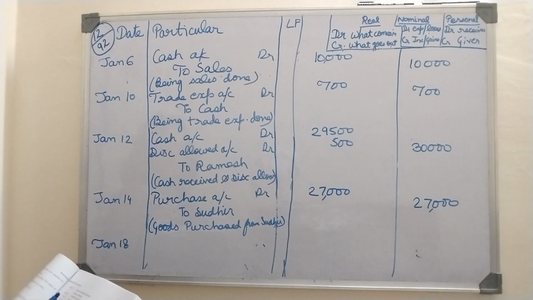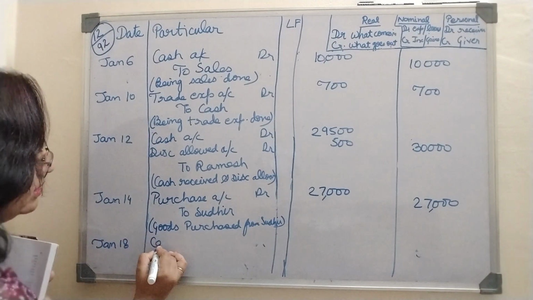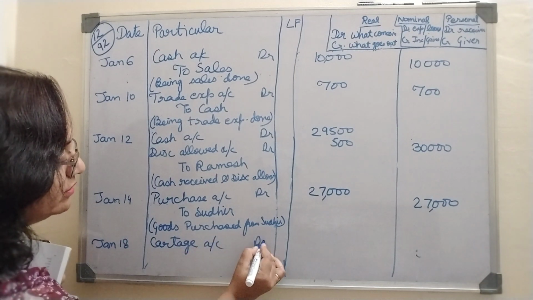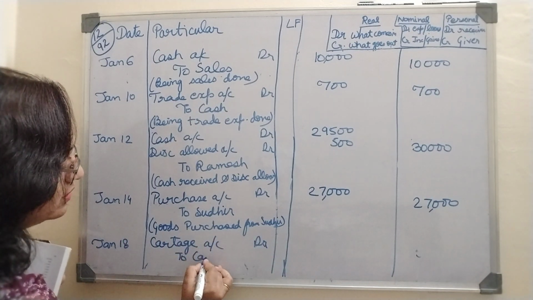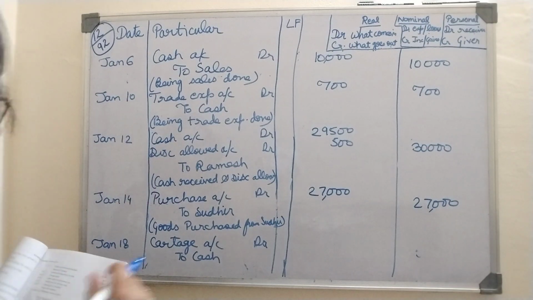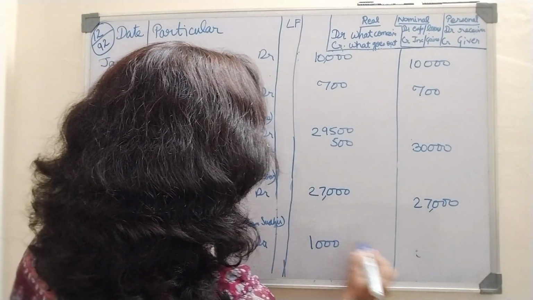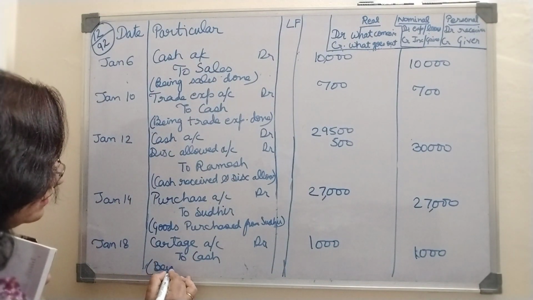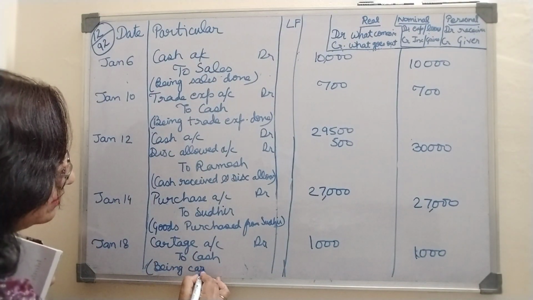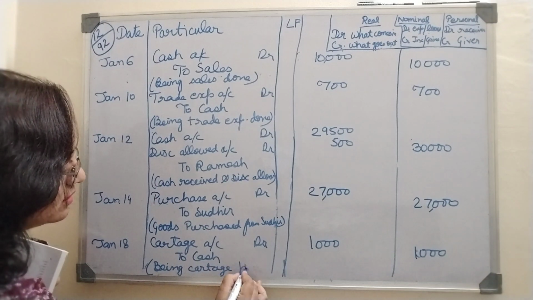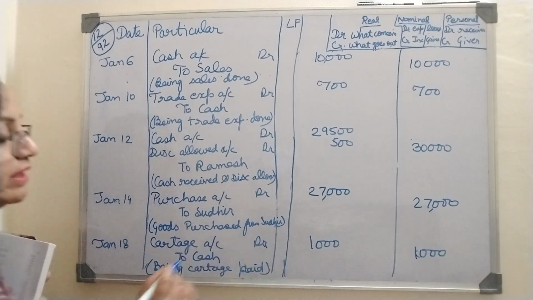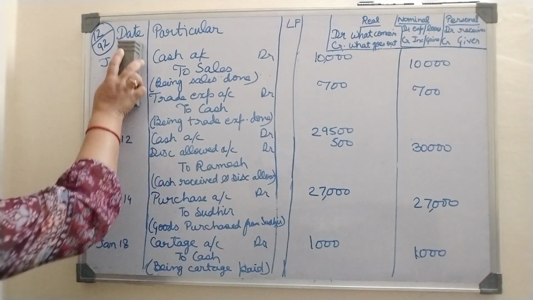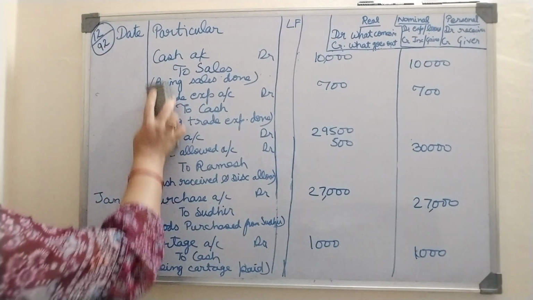Now next we have January 18. January 18 entry is cartage paid. So cartage account debit to cash. Cartage is paid for 1,000. Being cartage paid. Okay, so till January 18 we have done this. Now let us see the next part.